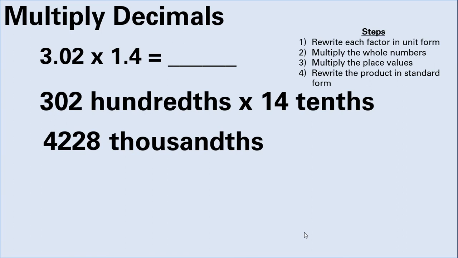Finally, we're going to rewrite the product in standard form. So because we have 4,228 thousandths, the 8 is going to go in the thousandths place, the 2 is in the hundredths, the other 2 is in the tenths, and the 4 is in the ones place. 3 and 2 hundredths times 1 and 4 tenths is 4 and 228 thousandths.